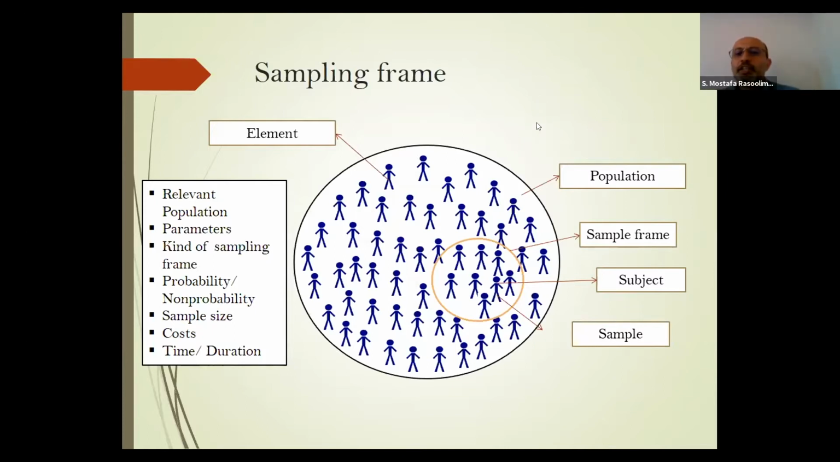Parameters mean the criteria based on which we choose our sampling frame, and later our sampling method. These parameters are used in purposive sampling. For example, gender, male and female, international or local tourist, right? What are the parameters? What are the characteristics of our population? These characteristics sometimes influence our sampling method, right? I will explain in the sampling method.